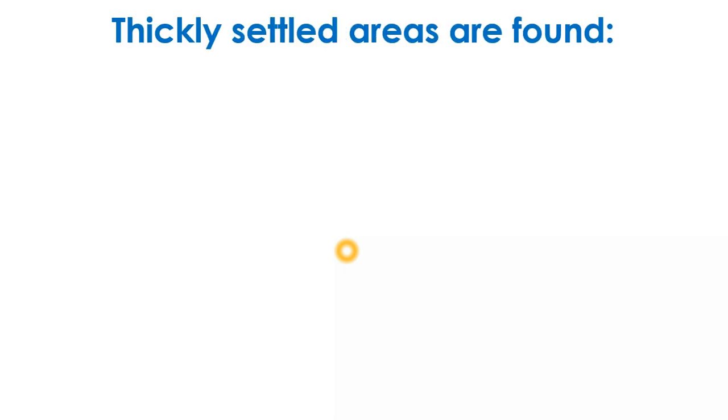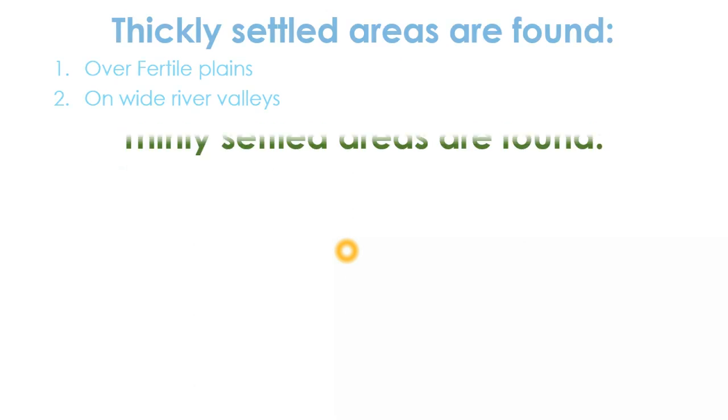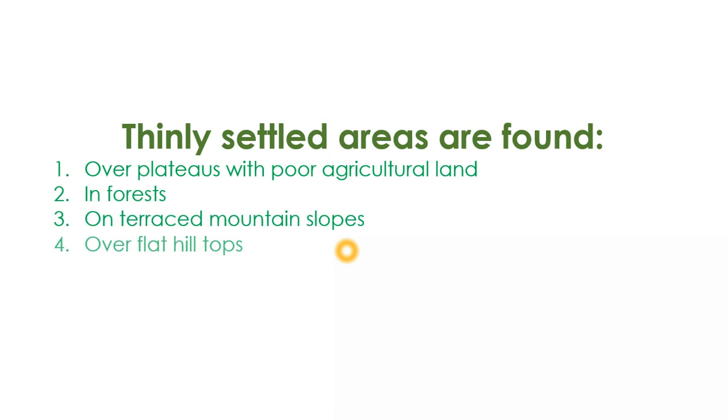Now, thickly settled areas can be found over very fertile plains or in the wide river valleys where we have all kind of favorable situation for doing agriculture activities. And thinly settled areas are found over the top of plateaus or in the forested areas or in the terraced mountain slopes and in poor areas, and in desert with poor vegetation.